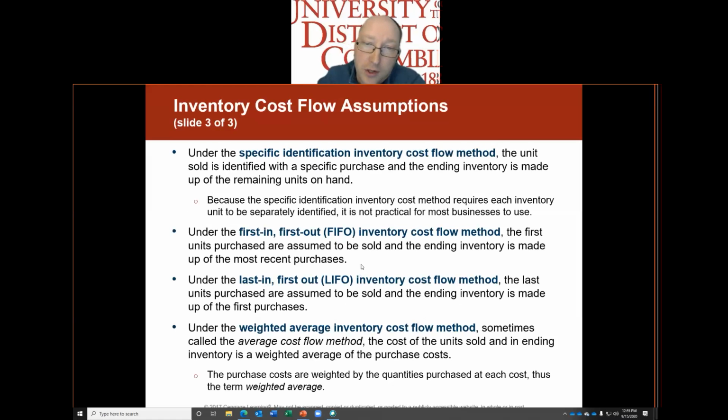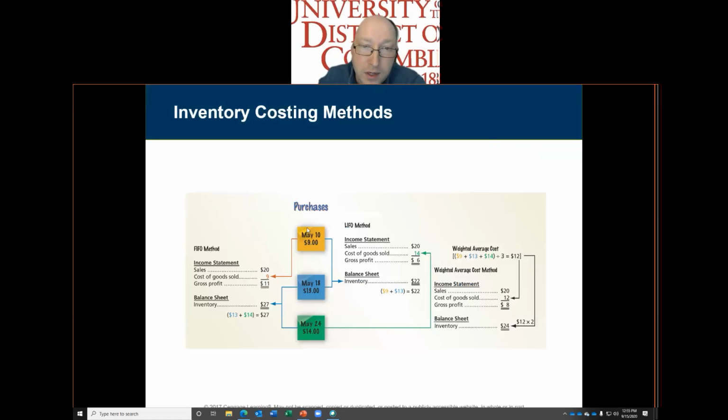The reason why there's so many differences is because we have 3 different methods of assumptions. First in, first out, last in, first out, weighted average inventory. Under the specific identification inventory cost flow method, the unit sold is identified with a specific purchase, and the ending inventory is made from the remaining units on hand. So let's see how that looks.